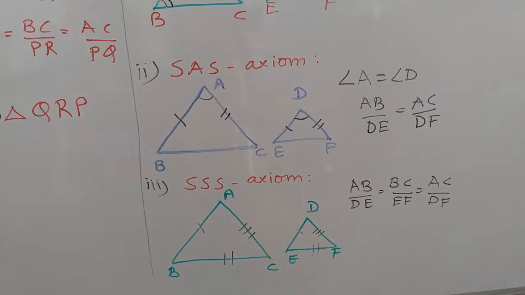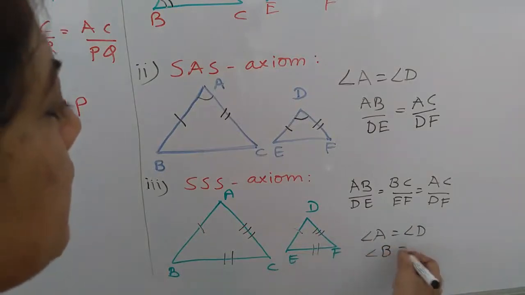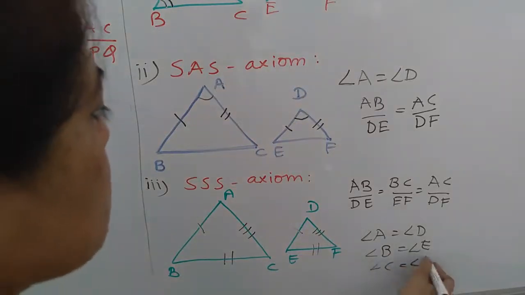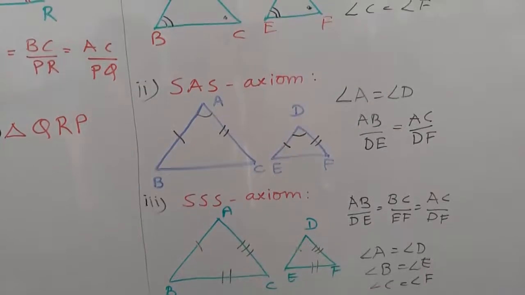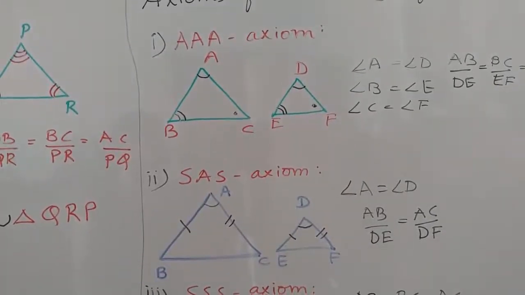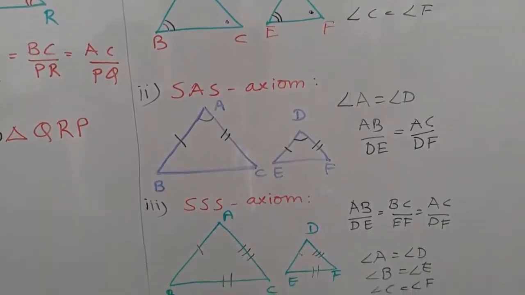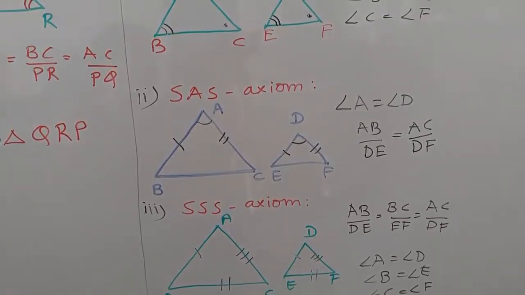Now if three of the sides are in proportion in triangles, then we can say their corresponding angles are also equal. That is automatically, as the sides are in proportion, we can write angles also equal. So in three cases, triangle ABC is similar to triangle DEF by different conditions. First is AAA, second is SAS, and the third is SSS. But remember, they are not congruent triangles, they are similar triangles.